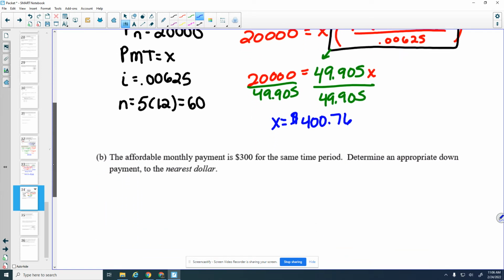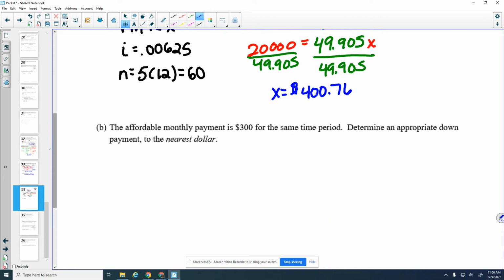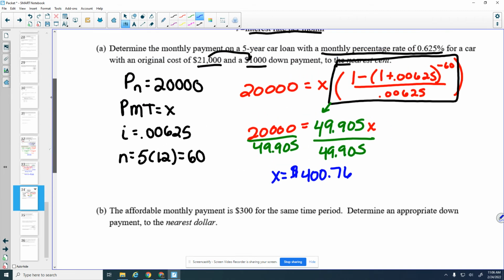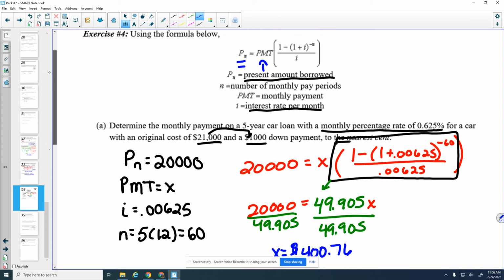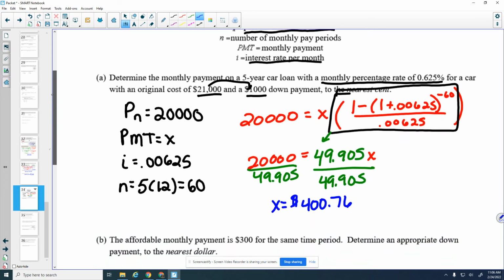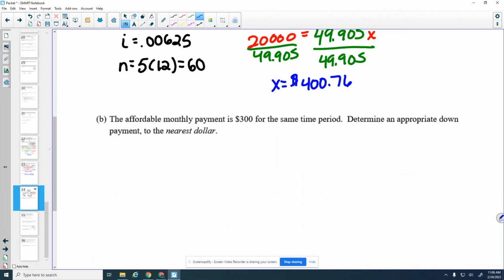Another scenario is how much you can pay per month, and you're trying to figure out how much of a loan you can take out. So let's say you say, I don't have $400 extra a month for this, I only have $300. So that means either I'm going to have to get a less expensive car, or I'm going to have to save up more money in the beginning so I have a bigger down payment. And that's what this question asks. If we can afford $300 only, how much of a down payment will we have to make on this $21,000 car? So we'll write our variables down again.